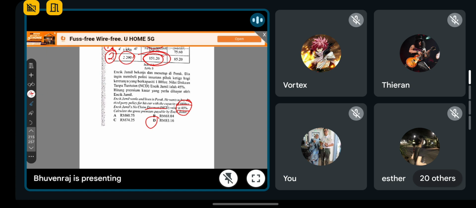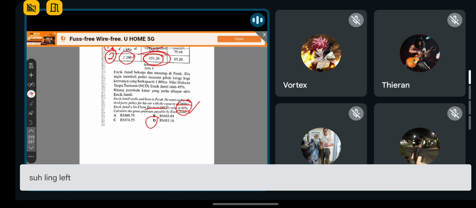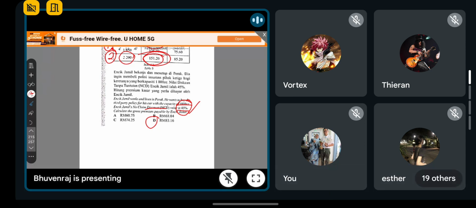Tapi kalau dalam kertas 2, in paper 2, I advise you guna langkah yang lebih perlahan. Use the longer step, because kertas 2 nampak working. They check on your working step. Jadi NCD is one of the working step. Jadi kamu kena tunjuk the pengiraan for NCD. Okay, jadi jangan guna shortcut lah untuk kertas 2. But paper 1 can. You all can use the shortcut.